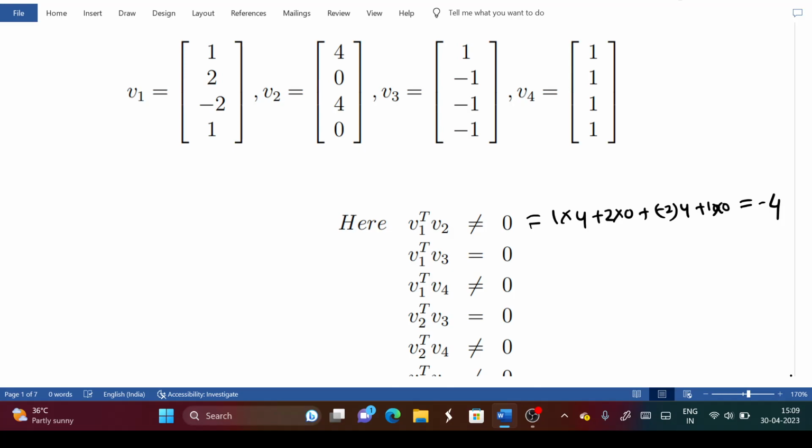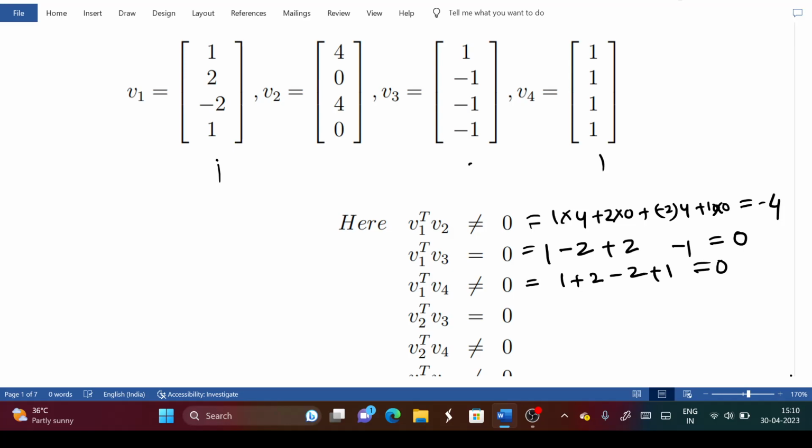Similarly, v1 and v3, these two vectors. First component 1, second component minus 2, third component plus 2, fourth component minus 1. So they are cancelling each other, it is 0. Next, this is v1, v4. All are 1 here, so I will add the components of v1: 1 plus 2 minus 2 plus 1, it is 0.